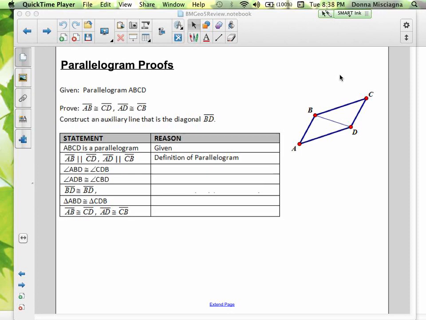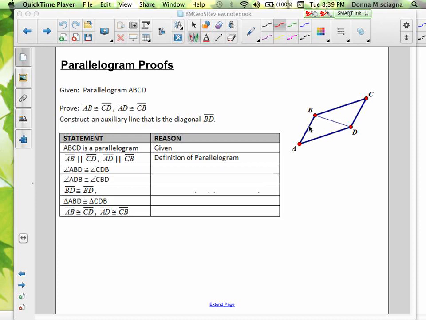But that doesn't mean we can't use other properties of parallelograms. We're only proving that the opposite sides are congruent. So we can use the fact that this is a parallelogram to state that the opposite sides are parallel. We started off with ABCD is a parallelogram, and that is our given piece of information. Because it's a parallelogram, we can state that the opposite sides are parallel. And you want to mark this. When you're given something or you've shown something to be true, mark it on your diagram.